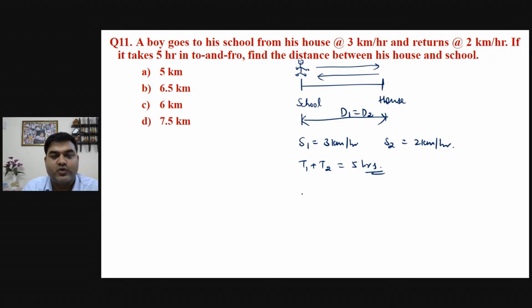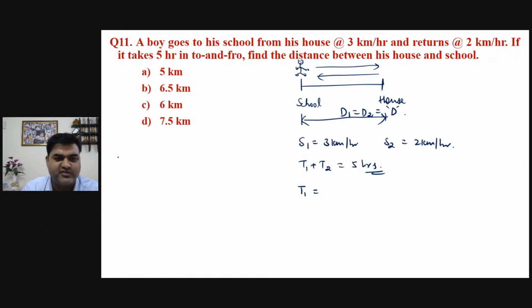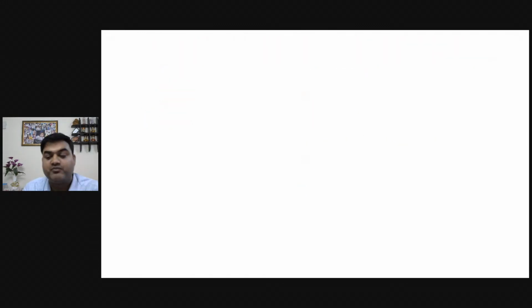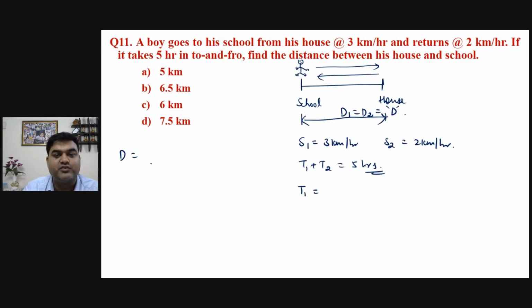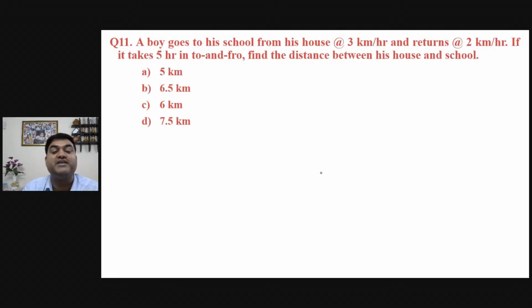Let's see what will be the value of t1. Suppose the distance is d. How do we find distance? Distance is equal to speed into time. So if we want to find the value of time, time is going to be equal to distance by speed. Using this formula, let's find the value of t1.